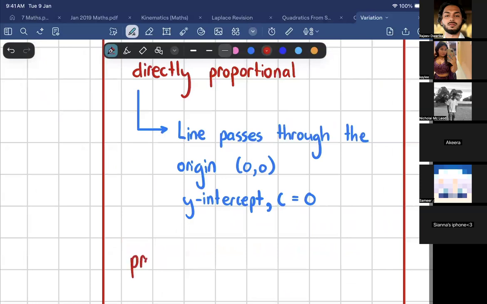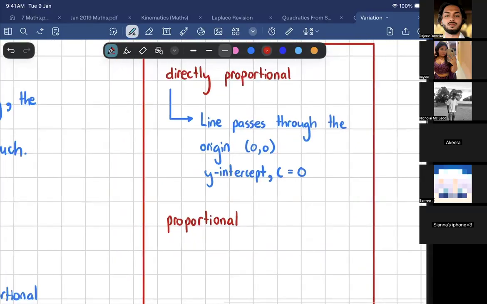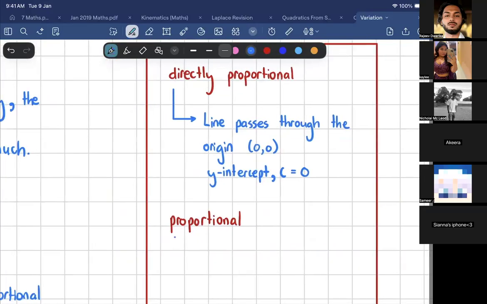Now, could anybody tell me what proportional means? So you know that directly proportional means that it has to pass through the origin. Now, two things could be proportional, but if it does not start from 0, 0, then it's not directly proportional. That's like the key difference. That's the key difference.